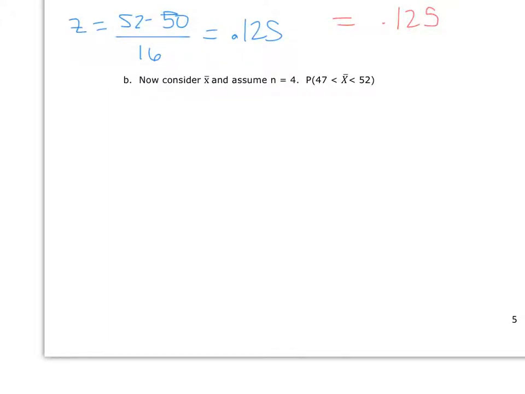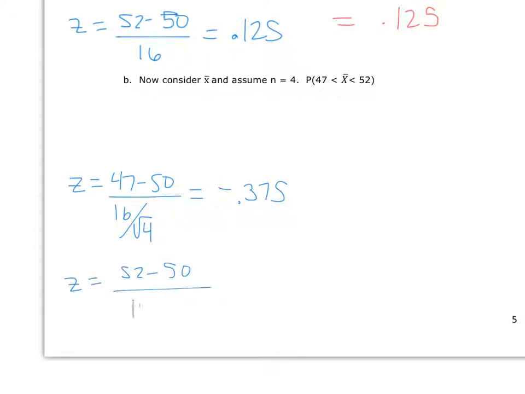Now let's look at the sample mean with sample size of 4. So now we have to find different z-scores, right? We have a different standard deviation, so it's going to change the z-scores. So take 47 minus 50, divide that by 16 over the square root of 4. So we get a z-value of negative 0.375, and then for 52, we get a z-score of a positive 0.25.